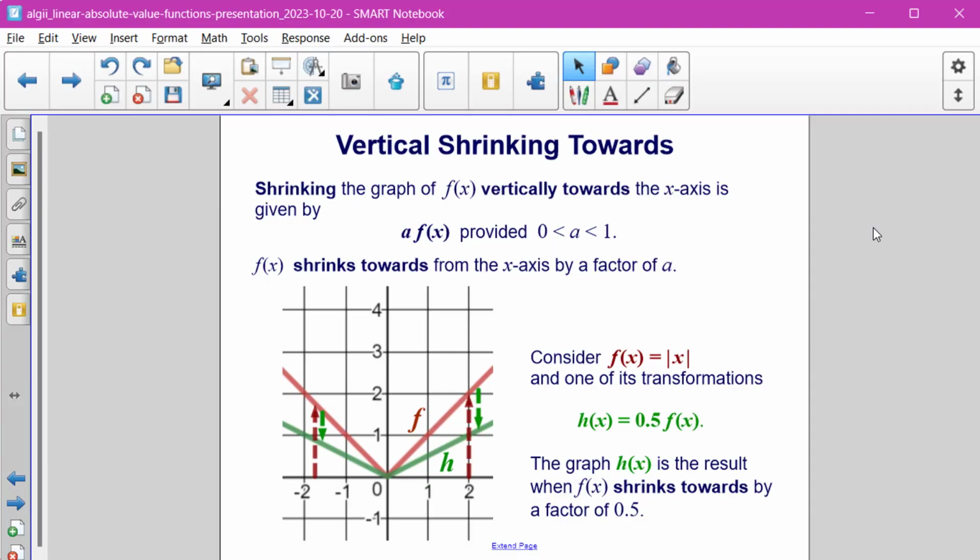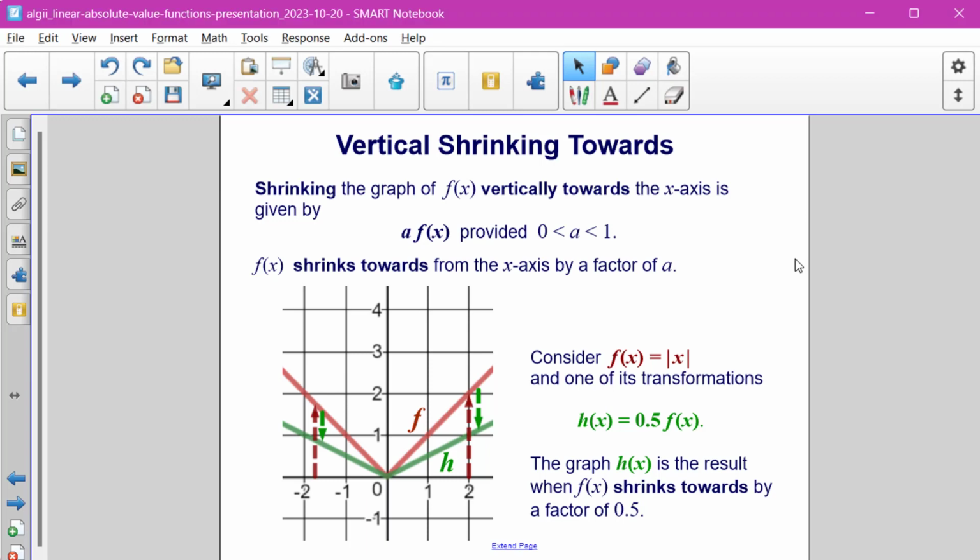Now let's discuss vertical shrinks. When vertically shrinking a graph of f of x, you're shrinking it vertically towards the x-axis, and that's given by a times f of x, provided that our a value is between 0 and 1. This makes our function f of x shrink towards the x-axis by that factor of a.